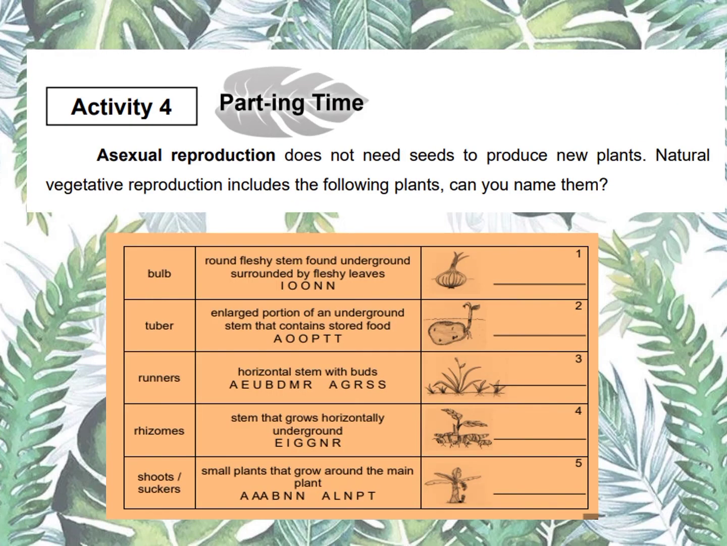Activity 4, parting time. Okay. All you have to do is to name the following plants. Write it on the space. But don't you worry, ito yung pinaka-clue natin. So you have to unscramble the letters and you just have to place your answer on the blank.